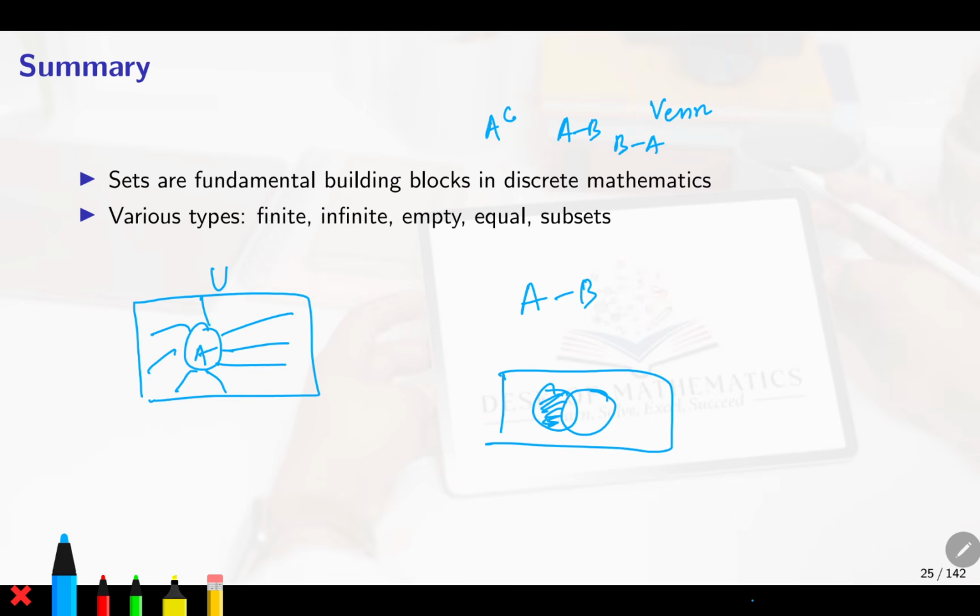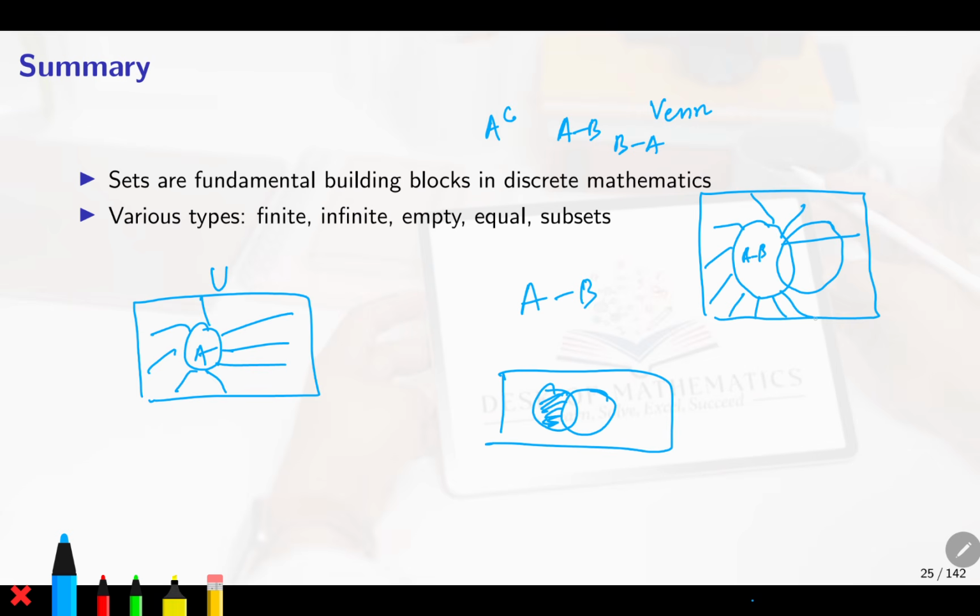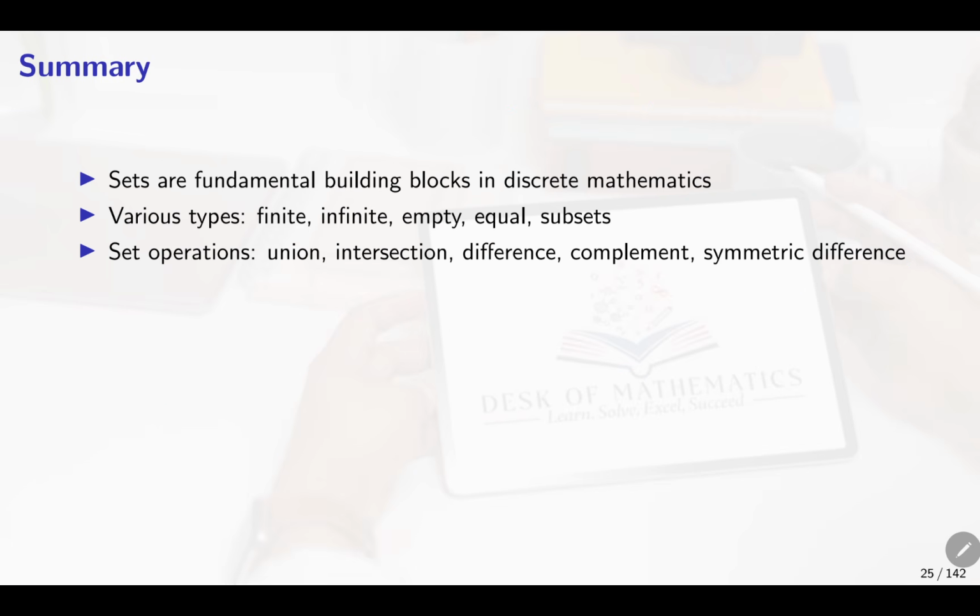A minus B whole complement: if this is your A and this is your B, then A minus B is this part, isn't it? So its complement is all this, even this part as well, because this part is only A minus B. So they may ask you the Venn diagram of this one.